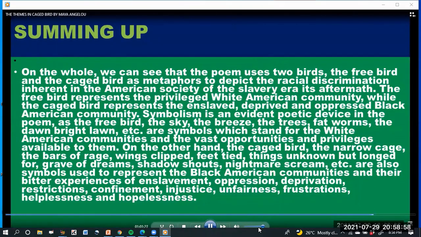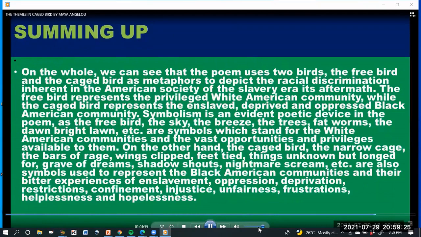Symbolism is an evident poetic device in this poem because we find expressions such as the free bird, the sky, the breeze, the trees, fat worms, the dumb bright lawn, etc., as symbols which stand for the white American communities and the vast opportunities and privileges available to them.